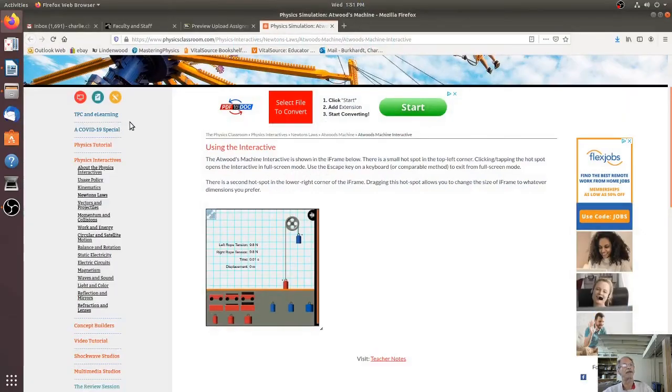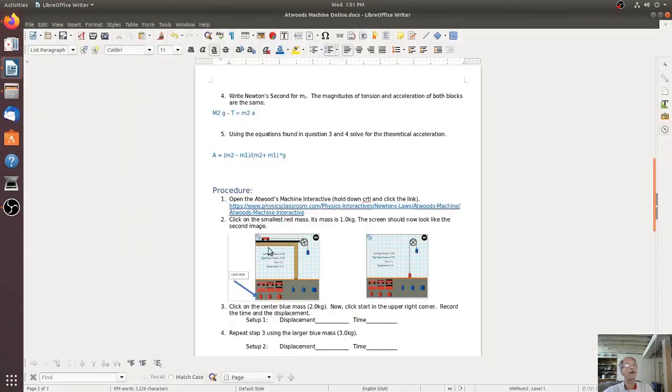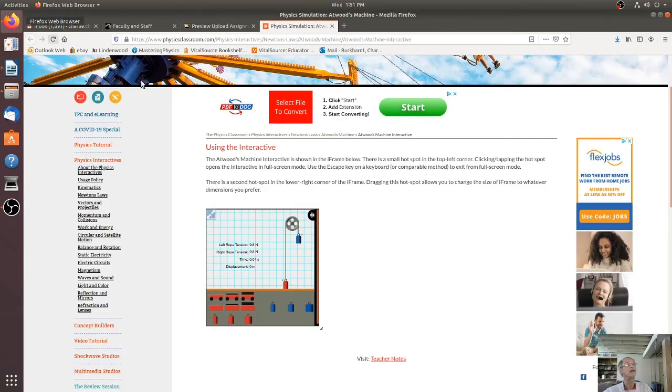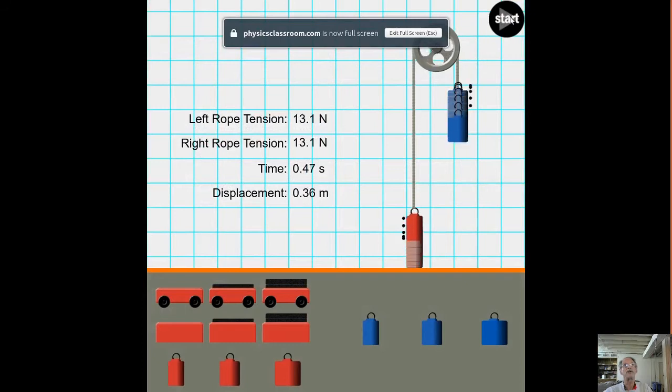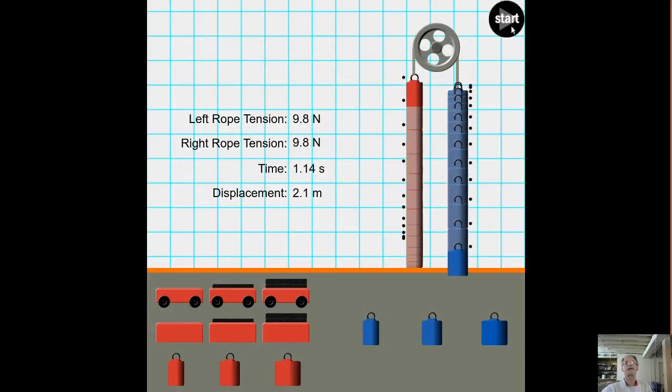So I do escape to get out of that full screen. Go back and look at the directions. Click on the center blue mass. That's 2 kilograms. And then click start. So I'm supposed to click on the center blue mass. So I'll go back to it. Click on the center blue mass. All right. And start. Whoa, they got the heavier one on the right instead of the left. So this would be the heavier one over here on the right. And it took 1.14 seconds to fall 2.1 meters.